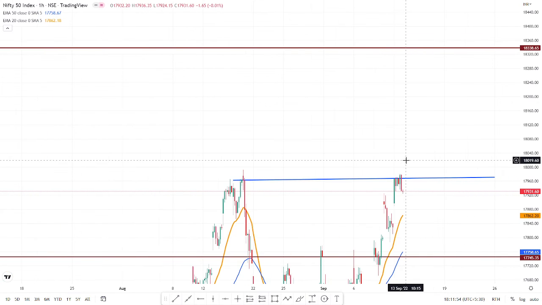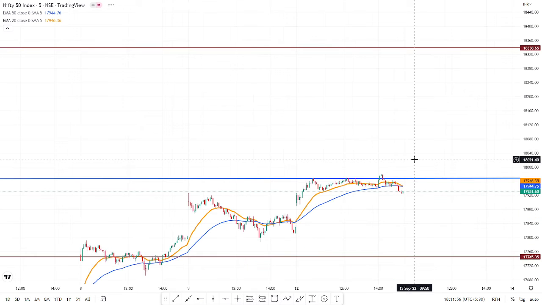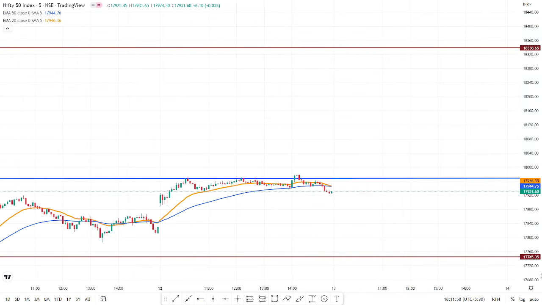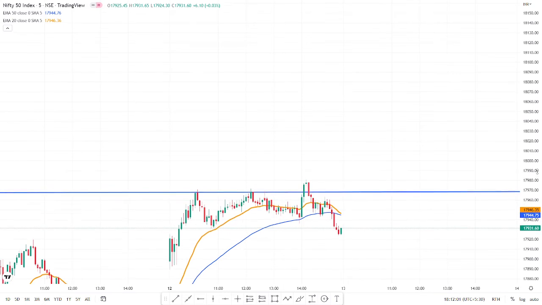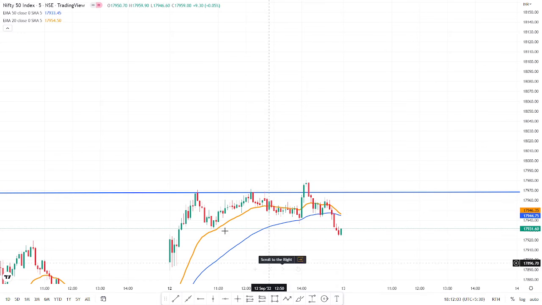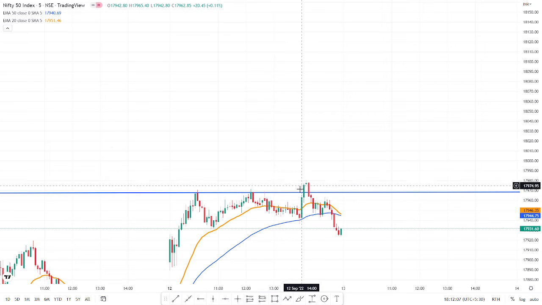From this level, you can expect Nifty to be going down. Now, moving on to the intraday, right here. This is the 5 minute time frame. You can see that Nifty has been taking resistance one time here, two times here, three times here, and the fourth time it was a fake breakout.